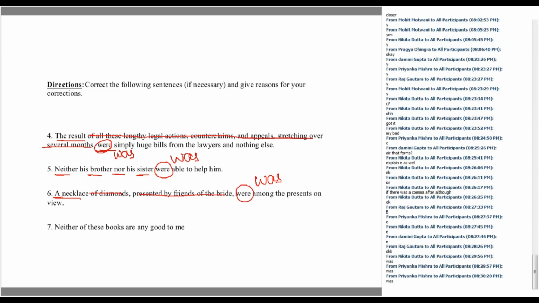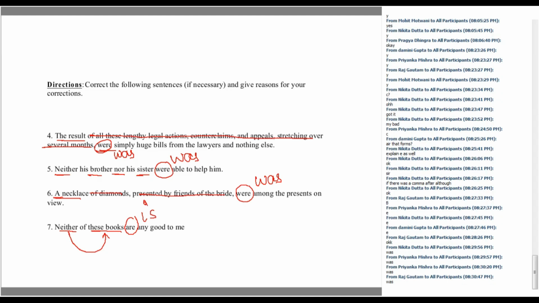Number 7. Neither of these books. Because the word "neither" comes before books, it cannot be plural. It has to be singular. Neither of these books is any good to me. Because when the subject is preceded by either, each, every, then it becomes singular. Neither of these books is any good to me. This is 7. Anybody has doubt till now?